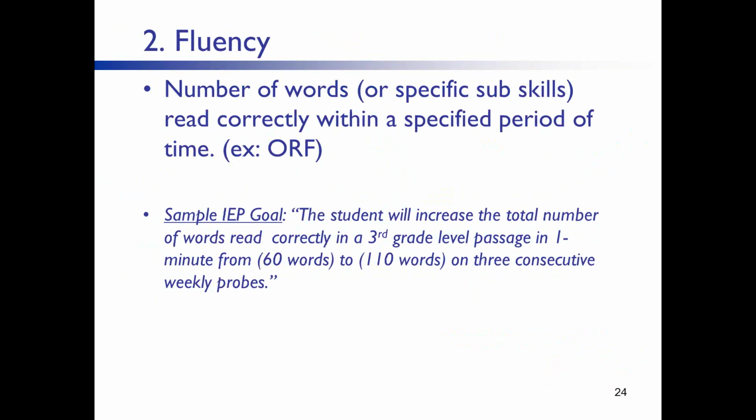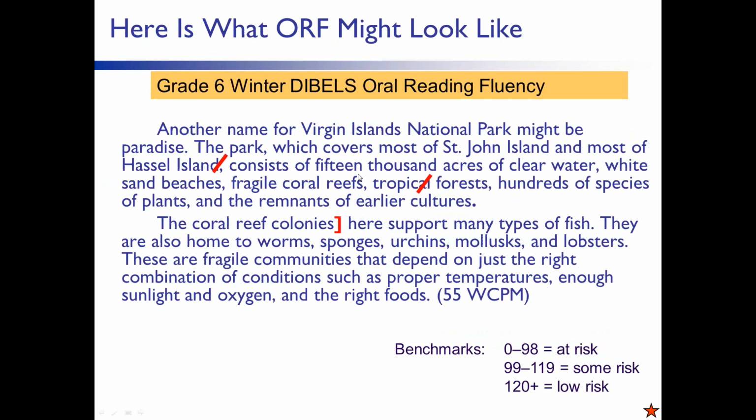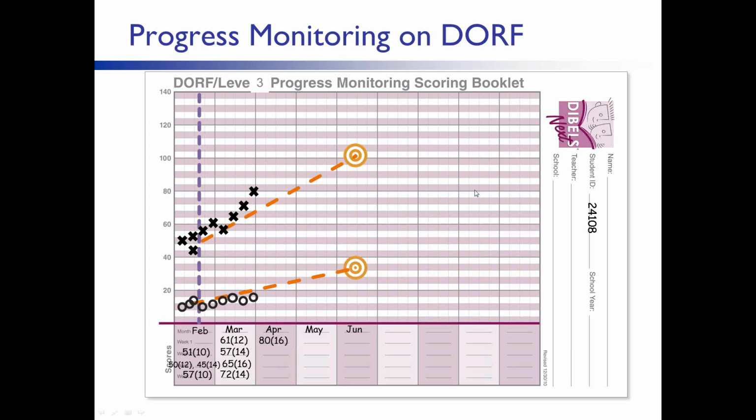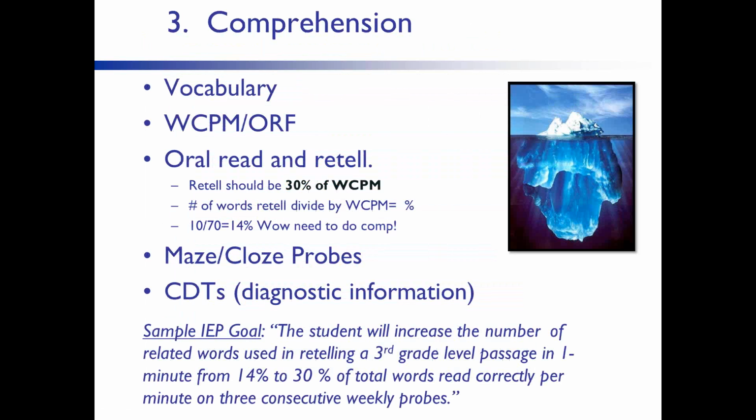The next area would be fluency. Here's a sample goal for that. And that shows that. Here's a tool that a lot of schools are using, which is called AimsWeb, which is similar to DIBELS, and it allows you to graph, put into place a program, and then monitor whether there are changes in it. Here's the DIBELS oral reading fluency tools. So that's for phonological awareness and fluency.